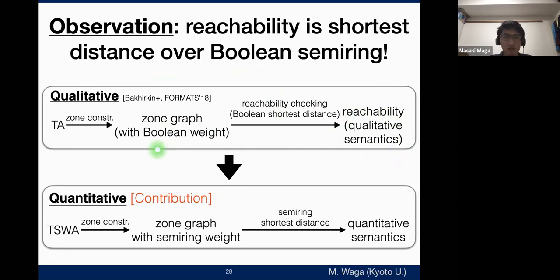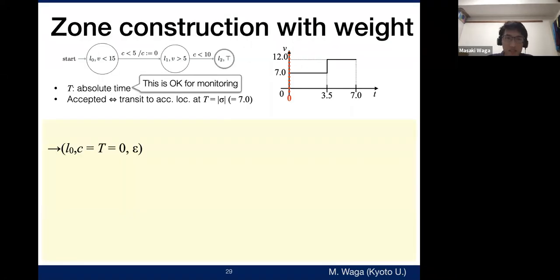But in our case, starting from this timed symbolic weighted automaton and by the zone construction, we obtain again a finite graph, but now it is a weighted graph. The weight is semiring valued. And by the semiring weighted shortest distance problem, we obtain quantitative semantics for this timed symbolic weighted automaton. So this is the high-level overview of our algorithm. And let's see how zone construction works for our setting.